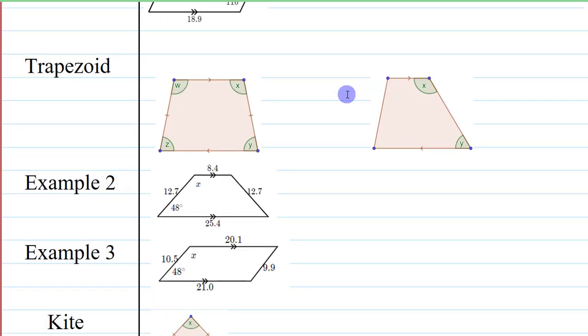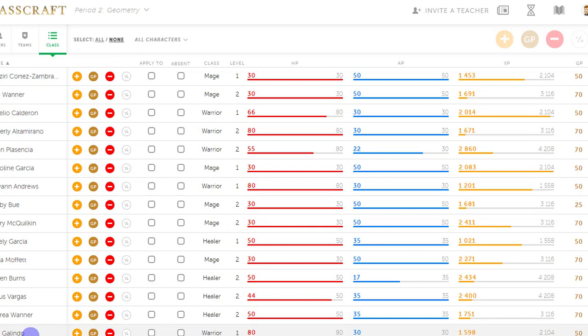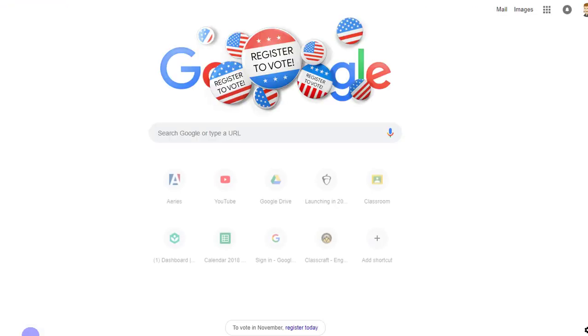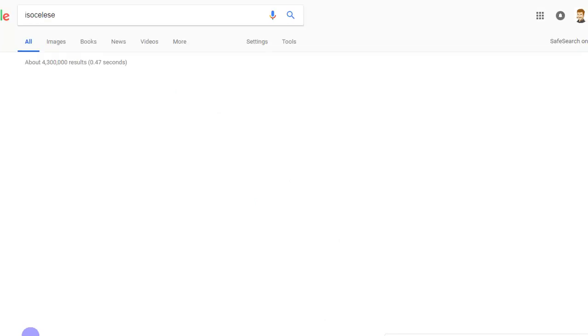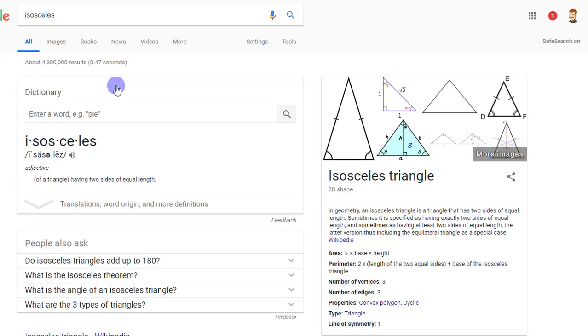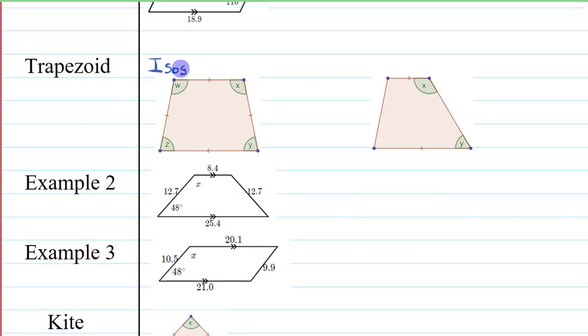Trapezoid. All right, so there are 2 types of trapezoids. There's the isosceles trapezoid. I am going to butcher this spelling. I have to Google this. I'm sorry, I don't know how to spell isosceles. Okay, there it is, it's S-C, I see. So this is isosceles, and this is not isosceles.